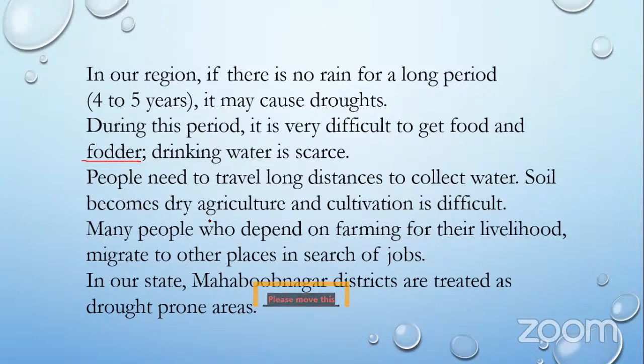Soil becomes dry, and agriculture and cultivation is difficult. Many people who depend on farming for their livelihood migrate to other places in search of jobs. So people from such places, what will they do? There is no other option for them. They have to migrate to other places. So in our state, Mahabubnagar district is treated as a drought-prone area.